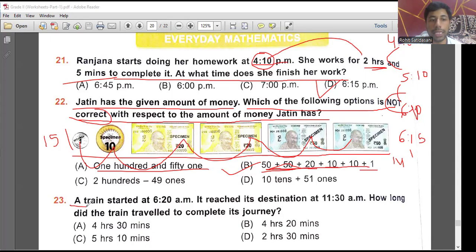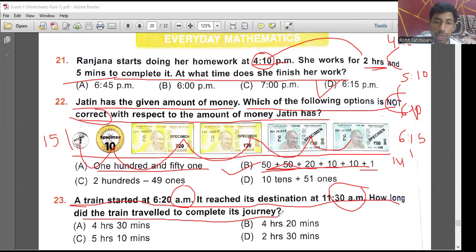Next one. A train started at 6:20 a.m. It reached its destination at 11:30 a.m. You have to see this also properly, a.m. is written. Good. How long did the train travel to complete its journey?